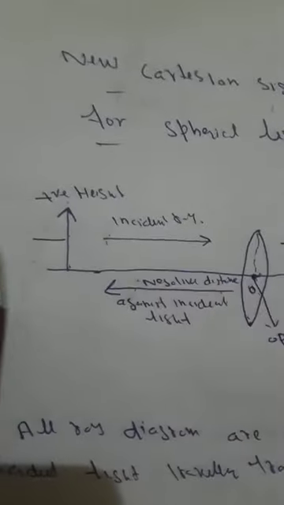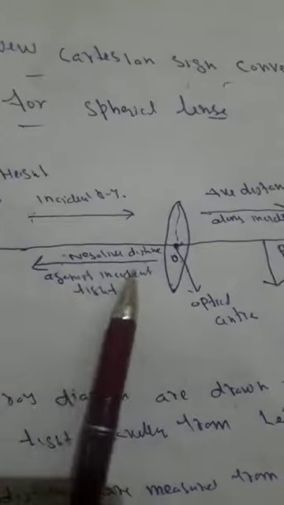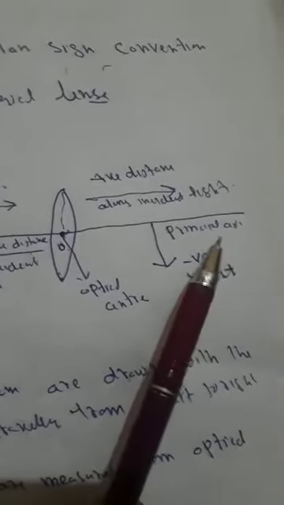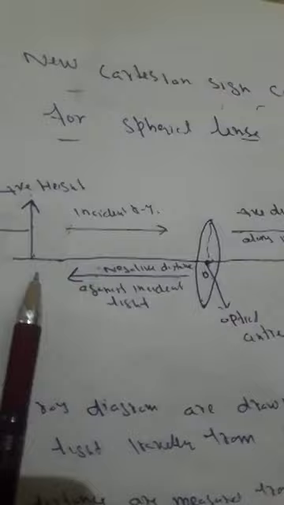If you remember the last class, I discussed new Cartesian sign conventions of spherical lenses. In case of a lens, all distances are measured from the optical center. When we move against the direction of light, the distance is taken as negative. When we move towards the direction of light, it is taken as positive. The height above the principal axis is positive, and the height below the principal axis is negative.